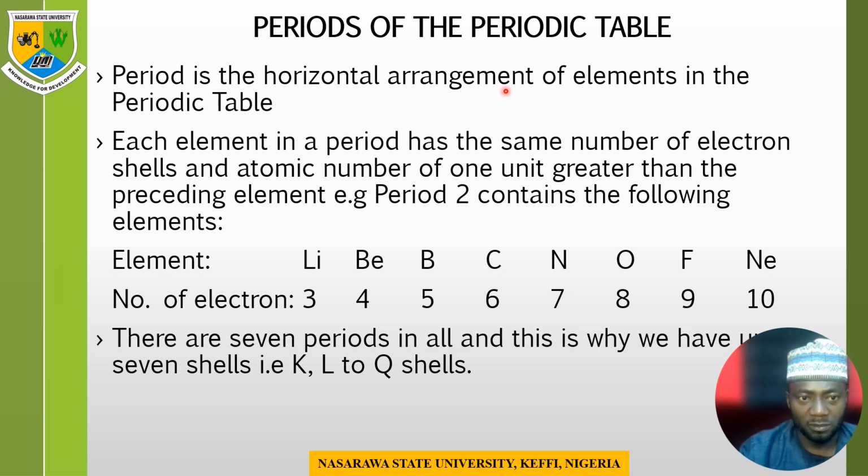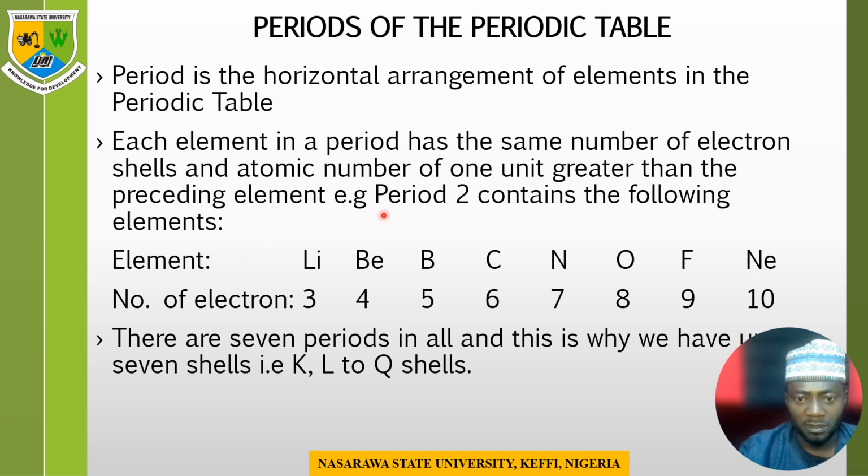Periods of the periodic table. There are 7 periods of the periodic table. A period is the horizontal arrangement of elements in the table. Each element in a period has the same number of electron shells, meaning elements are placed in the same period because they have the same number of electron shells.